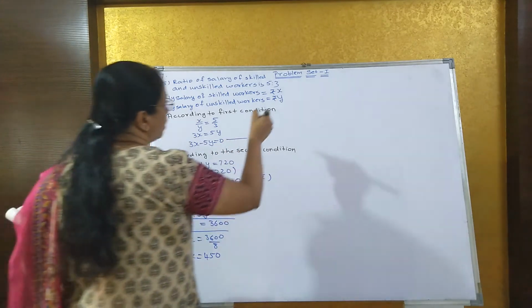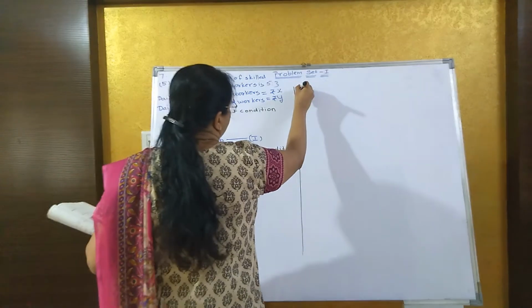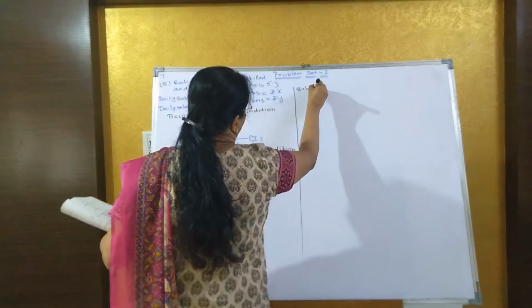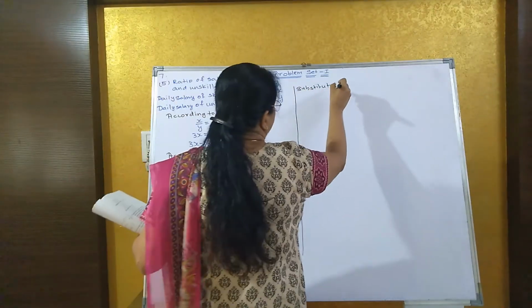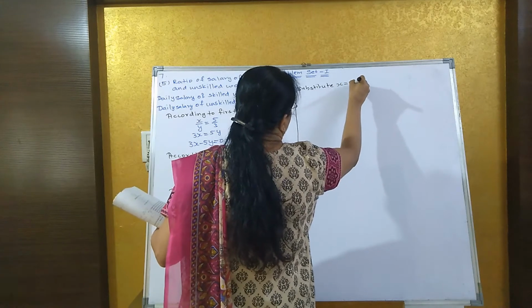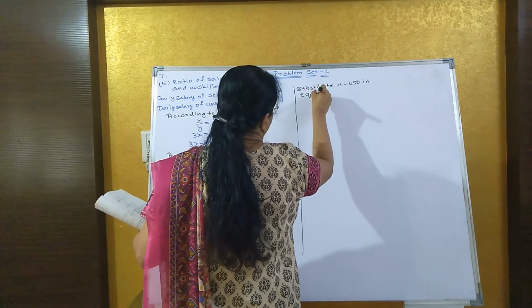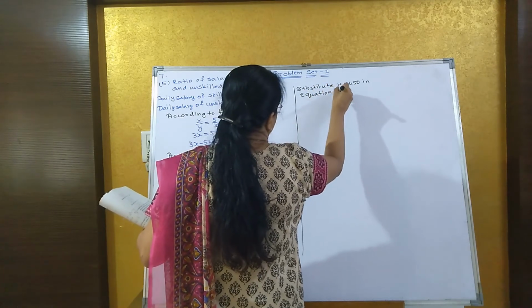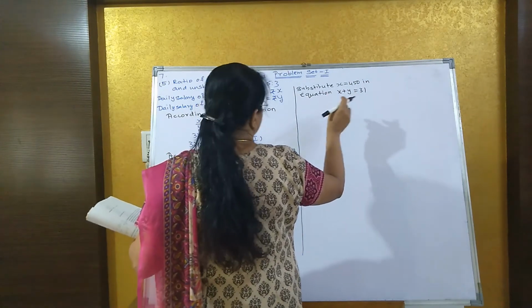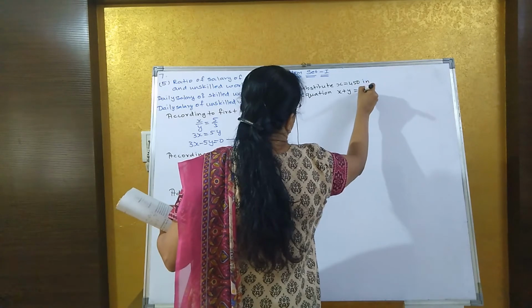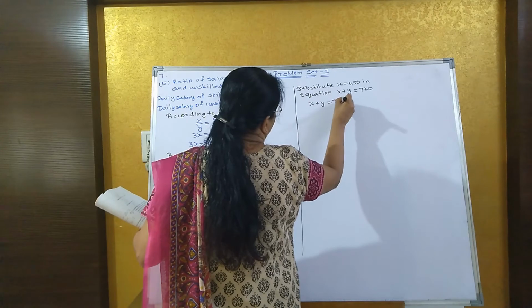Now we will find out the value of y. Substitute x equal to 450 in equation x plus y is equal to 720. Not 31, 720. x plus y is equal to 720.